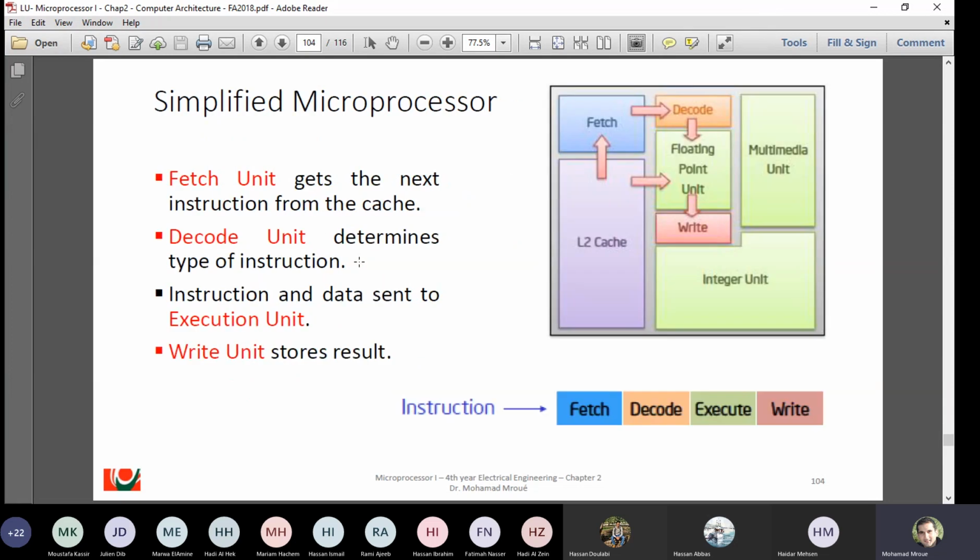First, here we have a simplified architecture if you want. Here we have cache memory, level 2. We have the fetch unit and decoder. Here we have the floating point unit, where execution takes place. Right, here store data. The fetch unit gets the next instruction from the cache. So first we have to read the instruction to be executed. The instruction is in the cache memory. Okay, we will fetch it. Then it's applied to the decoder. What is the decoder's job? Its job is to determine what this instruction is. The instruction has a code so we know whether it is, for example, a move, add, or jump instruction. So the decoder determines the type of instruction. Then the instruction and data are sent to the execution unit to be executed, and finally the result is stored somewhere. The write unit stores the result. Okay, so the instruction will first be fetched, then decoded, then executed, and finally written.